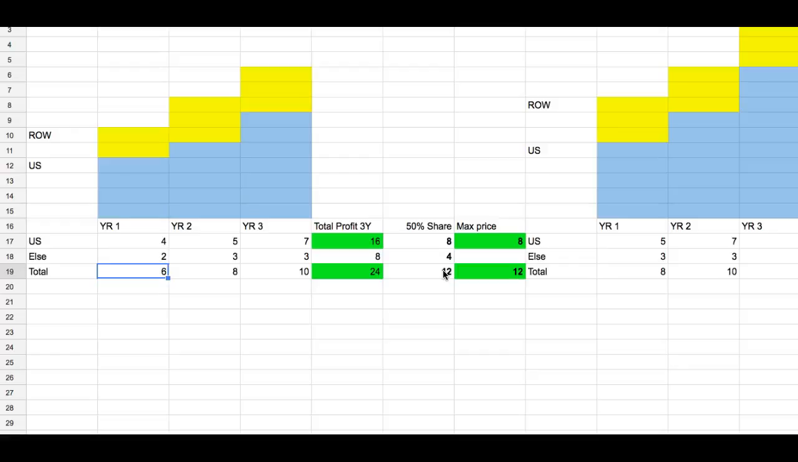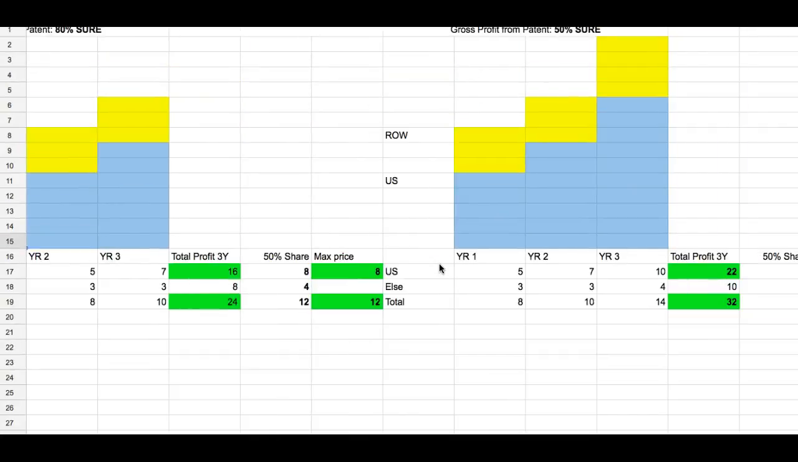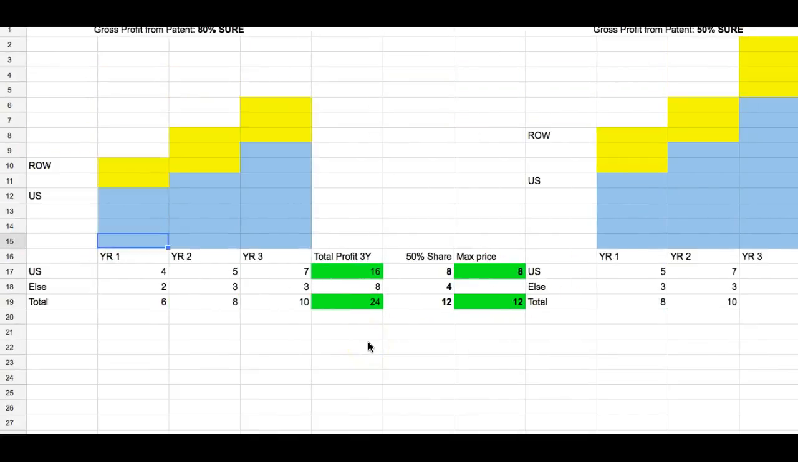What is this figure showing? Year 1, year 2, year 3. That's the gross profit from the patent. So the gross profit with 80% certainty and the gross profit with 50% certainty. That's the profit before you have to pay the patent cost. So the gross profit minus patent cost will be the net profit.